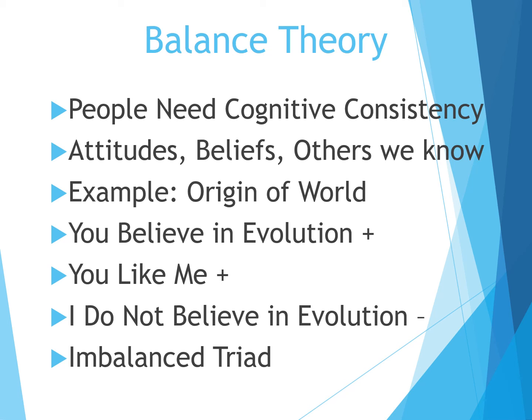Now in C, Sam and Samantha do not have a positive view of each other. Sam has a positive view of Darwinian evolution, and Samantha has a negative view of Darwinian evolution. This is also considered a cognitively balanced triad. Why is that? Because it does not matter that Sam and Samantha have different viewpoints about the evolution of the world, since they don't like each other.